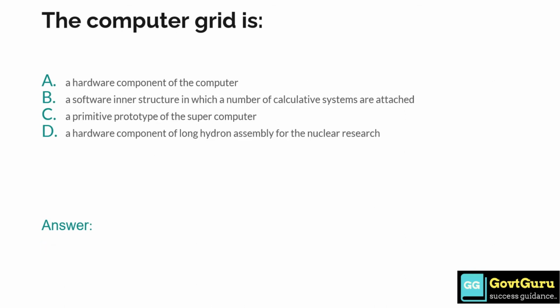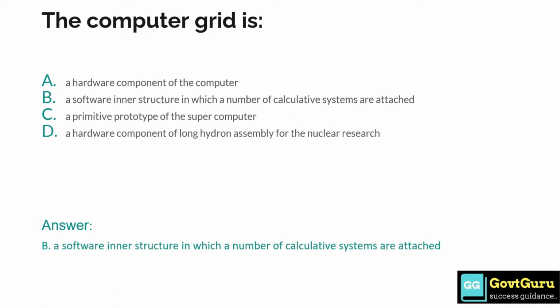The next question is the computer grid is. Option A hardware component of the computer, option B a software inner structure in which a number of calculative systems are attached, option C a primitive prototype of the supercomputer, option D a hardware component of Large Hadron Collider for the nuclear research. So the answer is option B, that is a software inner structure in which a number of calculative systems are attached.